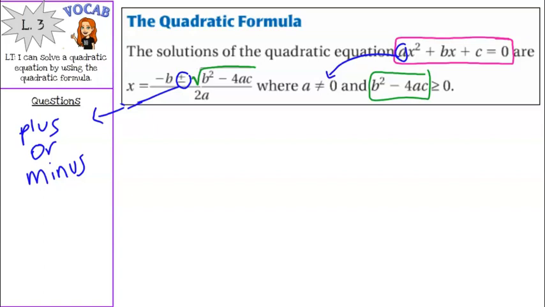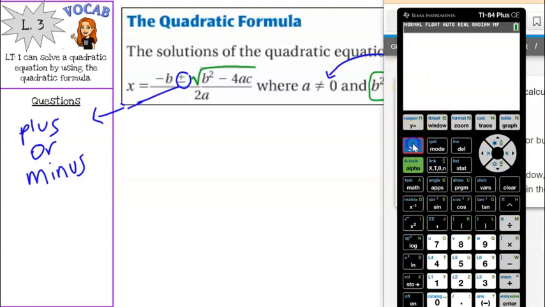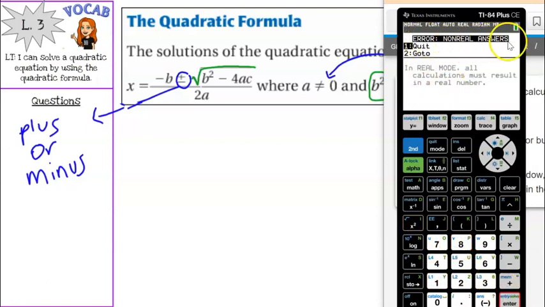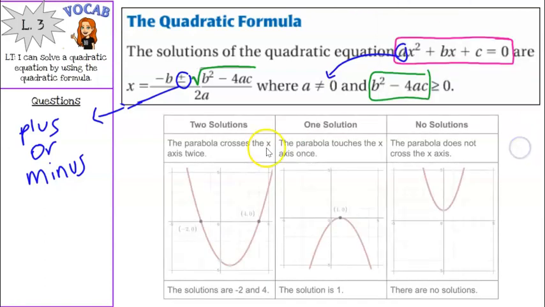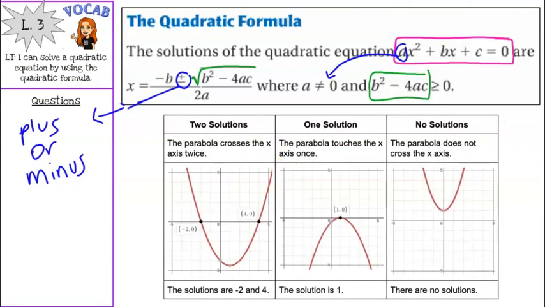Now, the reason for that is because if it's not greater than or equal to 0, we would be taking the square root of a negative number. When you try to take the square root of a negative number, such as negative 18, we get this error message, non-real answer, because we can't take the square root of a negative number and get a real solution. So when that happens with a quadratic, that is when we are going to have no solution.